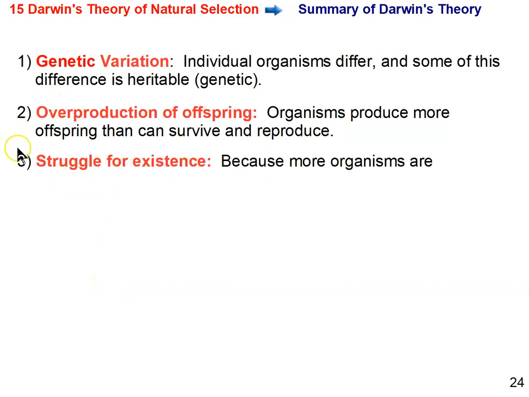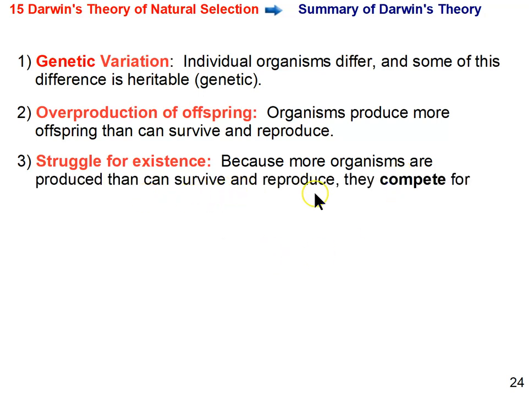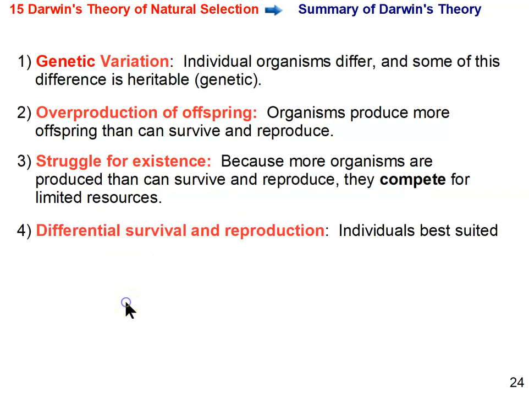Struggle, and that leads to, and this is where they're related to each other, that overproduction of offspring leads to the struggle for existence. Because more organisms are produced than can survive and reproduce, they compete for limited resources. So the struggle for existence is competition. So you could remember that simply as competition. Overproduction of offspring leads to competition. Competition between individuals of the same species, between individuals of different populations, between individuals of different species. There's all kinds of competition going on.